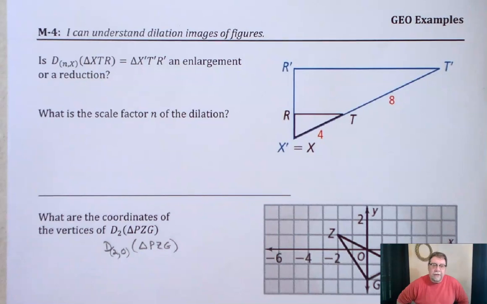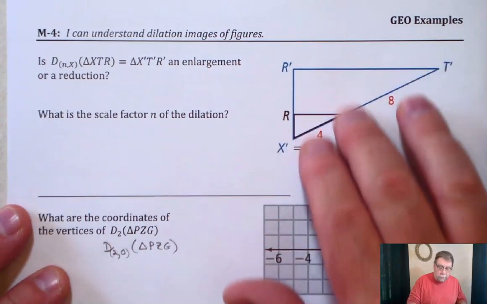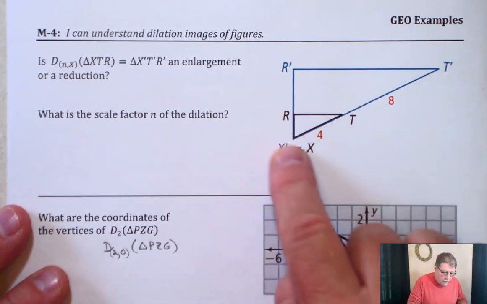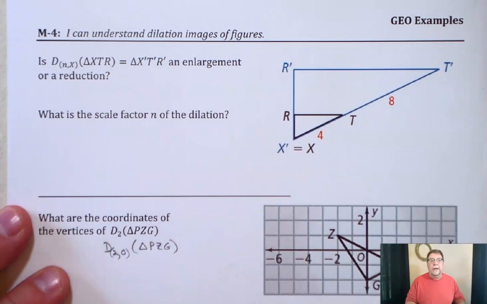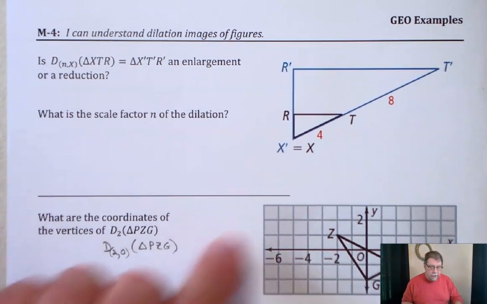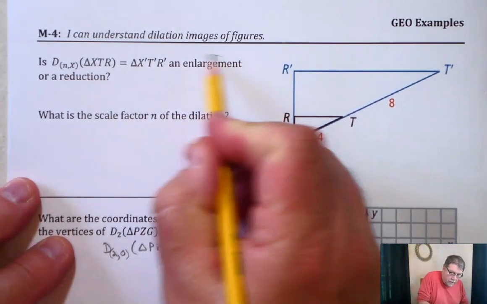Okay, let's take a look at a couple of examples here from M.4. We're looking at dilations, enlargements, or reductions of a pre-image into another image. If we look at this, you can see that the pre-image is small. This is triangle XTR, and then triangle X prime, T prime, R prime is an enlargement because it got larger. So we know that this is an enlargement.